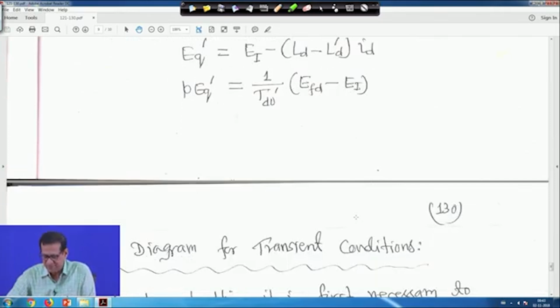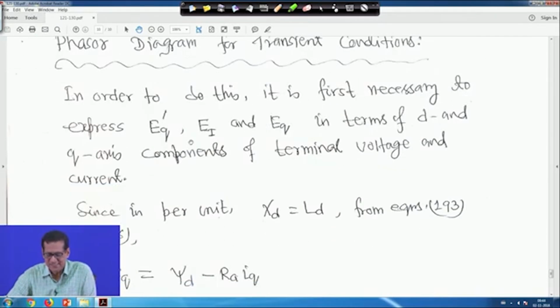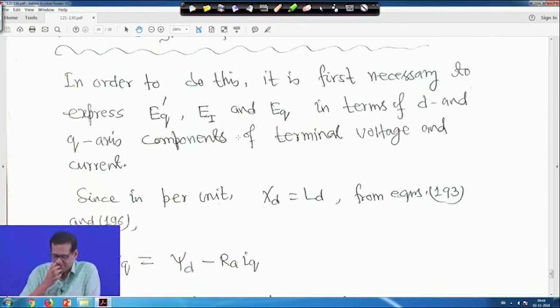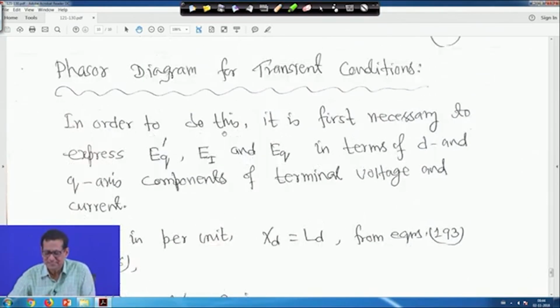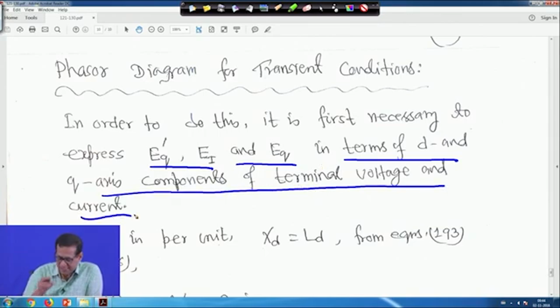Now, the phasor diagram for transient condition, right. In order to do this, it is first necessary to express E_Q dash, E_I and E_Q in terms of D and Q axis components of terminal voltage and current, because this is the representation we want for the phasor diagram for transient condition. So we express E_Q dash, E_I and E_Q in terms of D and Q axis components of terminal voltage and the current, right.